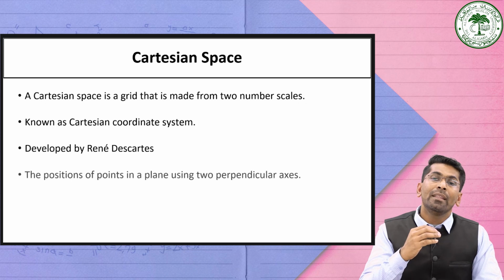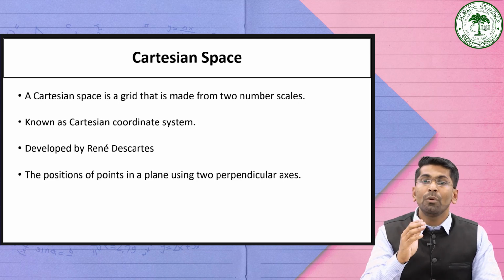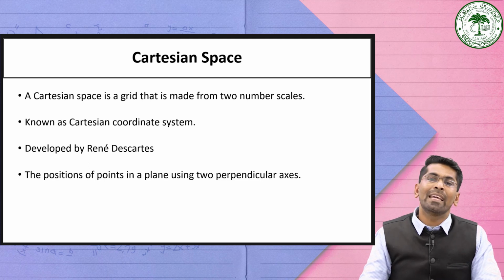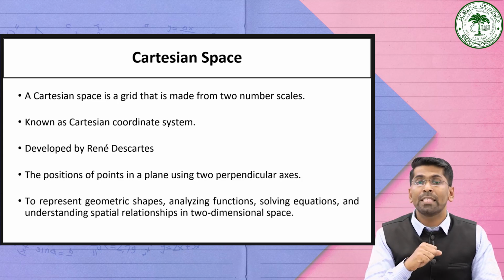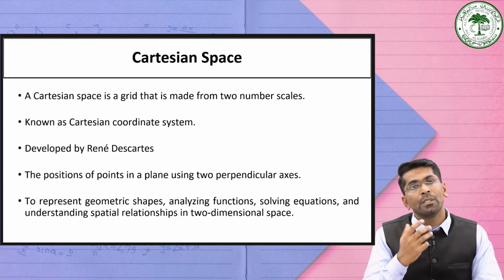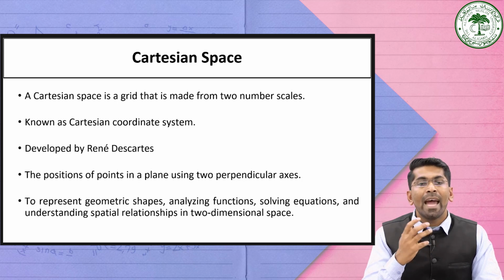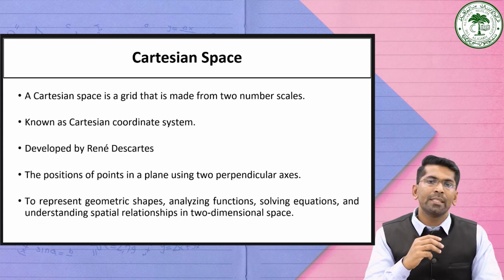So the graph provides a way to describe the position of a point in a plane using two perpendicular axes, usually labeled as the x-axis and y-axis. It is a powerful framework especially used for representing geometric shapes, analyzing functions, solving equations, and understanding spatial relationships in two-dimensional space. So this is the Cartesian space.